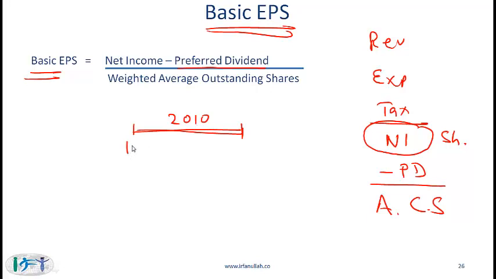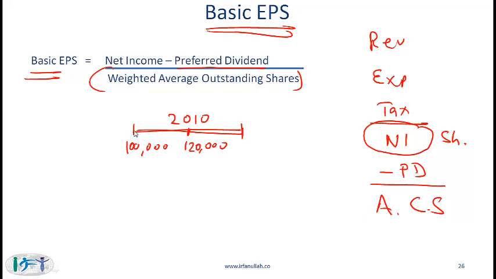If a company has 100,000 shares outstanding at the start of the year, and then in the middle of the year, let's say on 1st July, the company issues 20,000 new shares, which would mean that for the second half of the year, the company has 120,000 shares outstanding. What should our denominator then be? The answer is we need to use the weighted average.